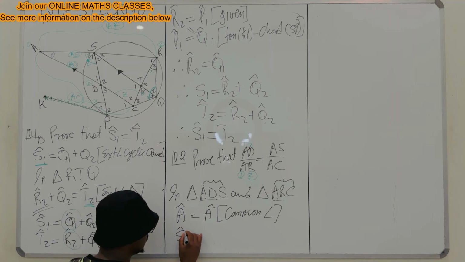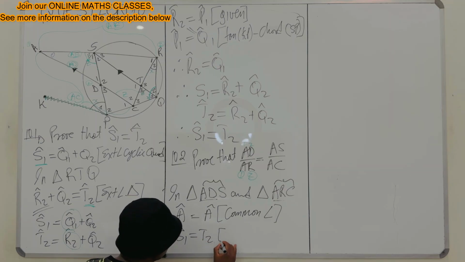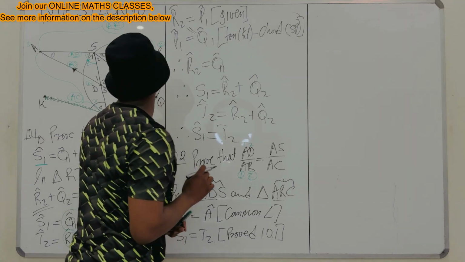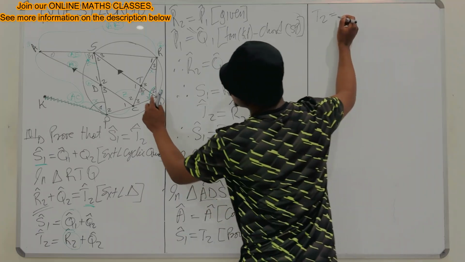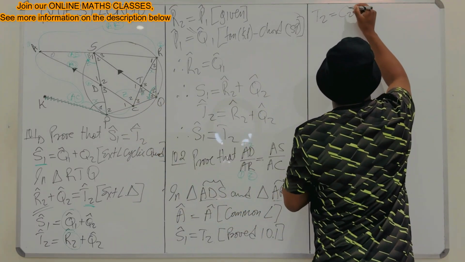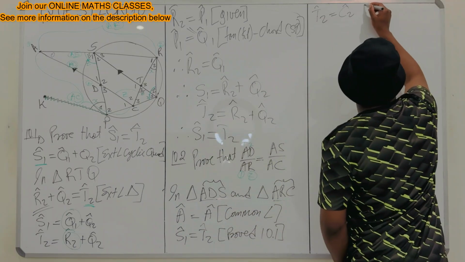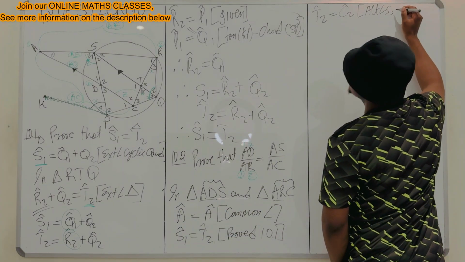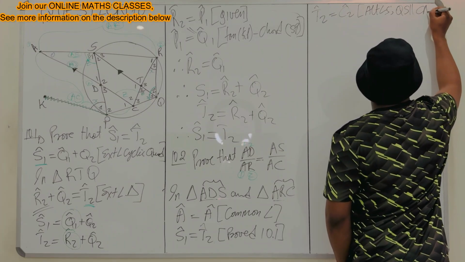S1 is equal to what? S1 is equal to T2. We proved this. Where? At 10.1. Fine. Done this. And now we're proving that T2 is equal to your C2. Why? These are alternate angles, right? On parallel lines, because your QS is parallel to CA.